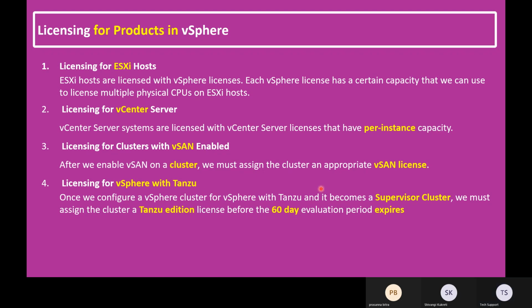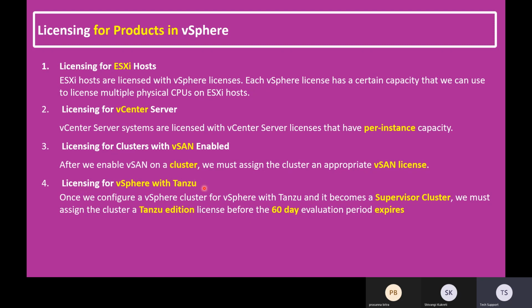Okay, and licensing for clusters with vSAN enabled. Even if you plan to configure vSAN in your organization, it requires a separate license. After we enable vSAN on a cluster, we must assign the cluster an appropriate vSAN license. The default vSAN license is supported for a 60-day evaluation period. Within 60 days, we have to renew our vSAN licensing.